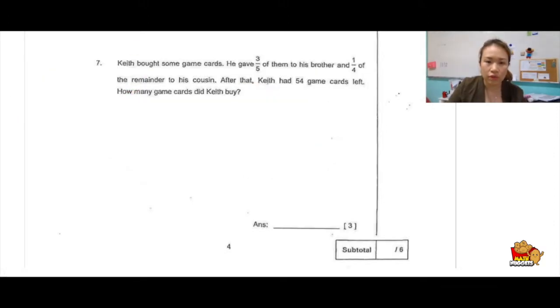Question 7. So again, this is a fractions question. I'm going to determine if the fractions are referring to the same whole. This one says 3/5 of them. Them refers to the game cards, the total game cards. Next, 1/4 of the remainder. So remainder would mean a smaller whole. So they're not referring to the same whole. Therefore, we cannot change to the same denominator. So I'm going to draw the model.